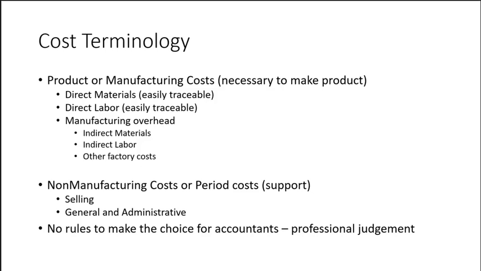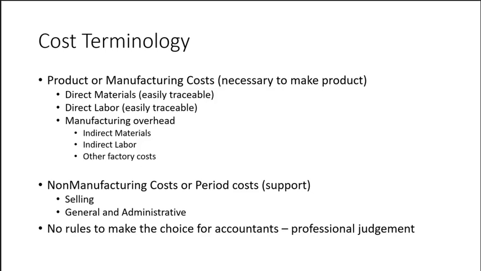So first of all, there are what we refer to as product or manufacturing costs. And we use those terms interchangeably, product costs or manufacturing costs. Those are the costs that are actually necessary to make the product. So if you were not making cookies, you would not have to have that cost. So first, we break that down further, because that big pile of costs is hard to manage.